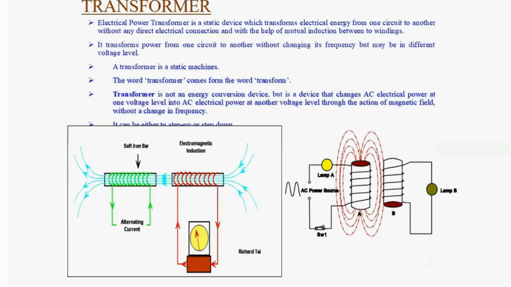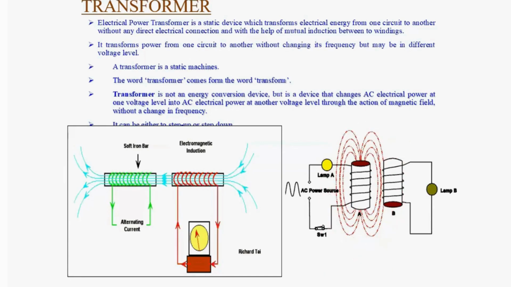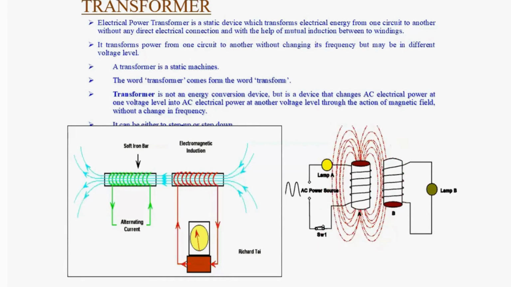Transformer. This is a very important part of electrical and electronics. Please remember. What is this part? An electrical power transformer is a static device which transfers electrical energy from one circuit to another without any direct electrical connection, with the help of mutual induction between the windings. We have already studied mutual induction in inductors.